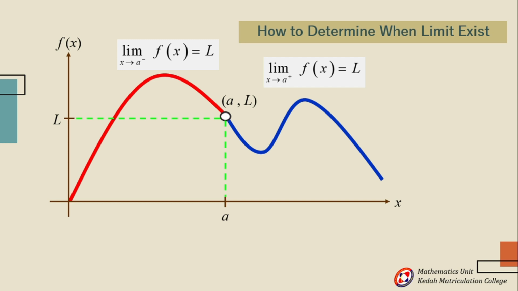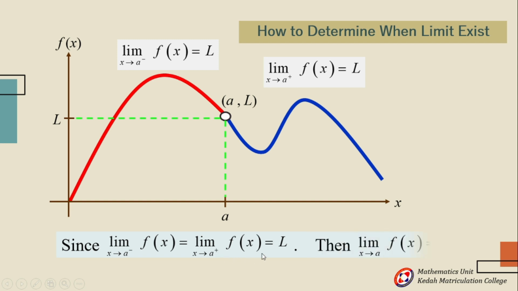In order to see that the limit exists, the function f(x) has to approach the same value regardless of which direction x comes from. Thus, we can state: since the limit of f(x), x approaches a from the left, equals the limit of f(x), x approaches a from the right, is L, then the limit of f(x), x approaches a, exists, and the limit value is L.